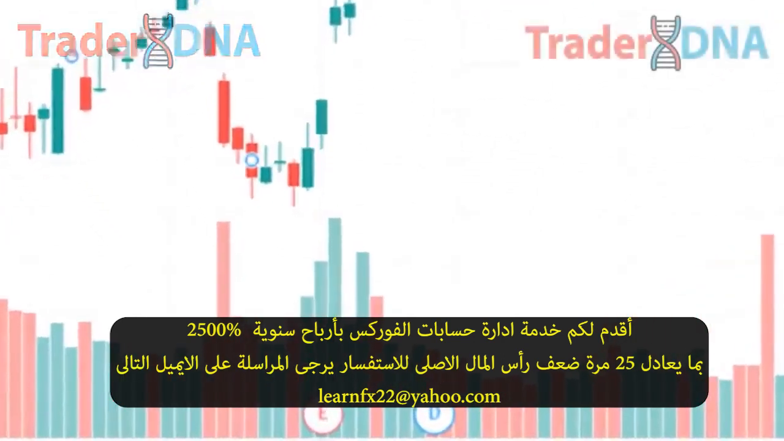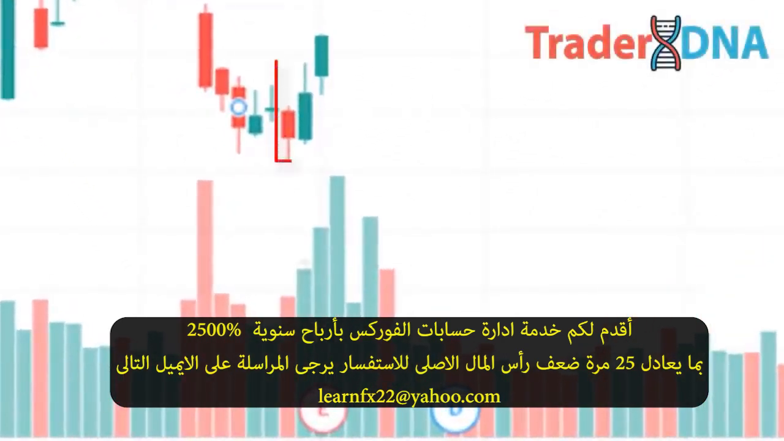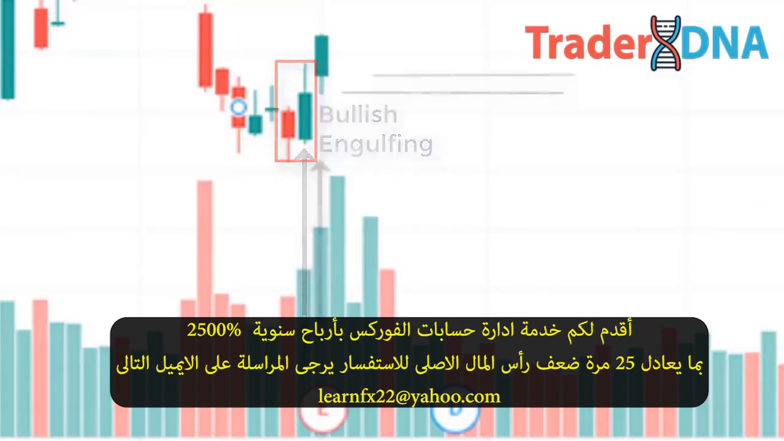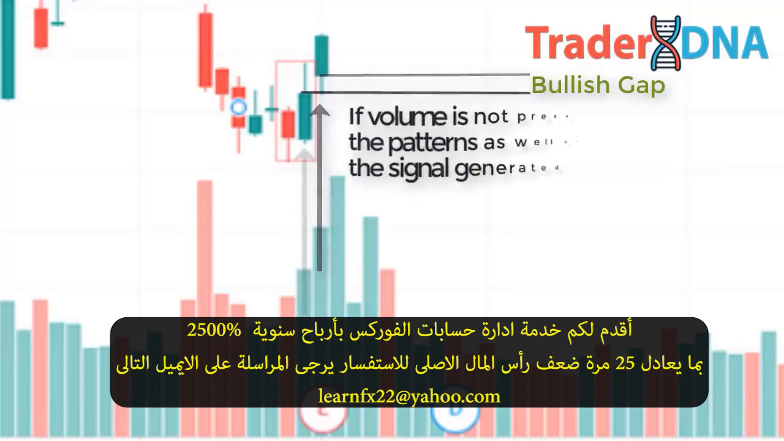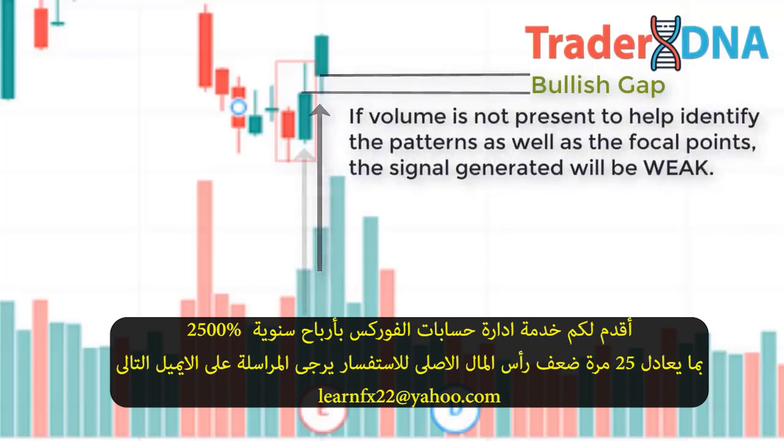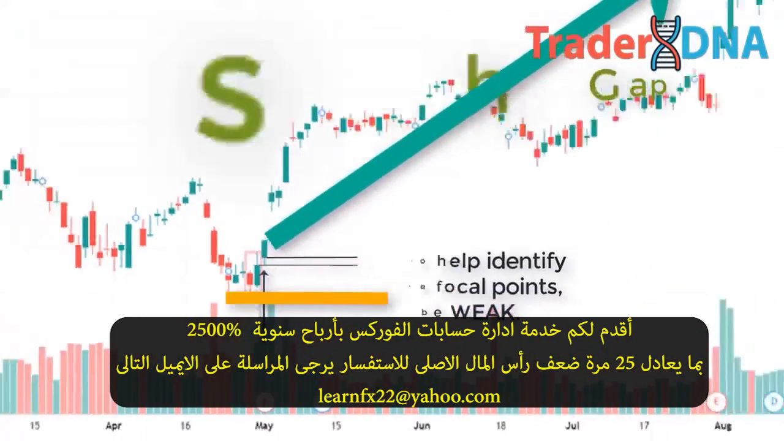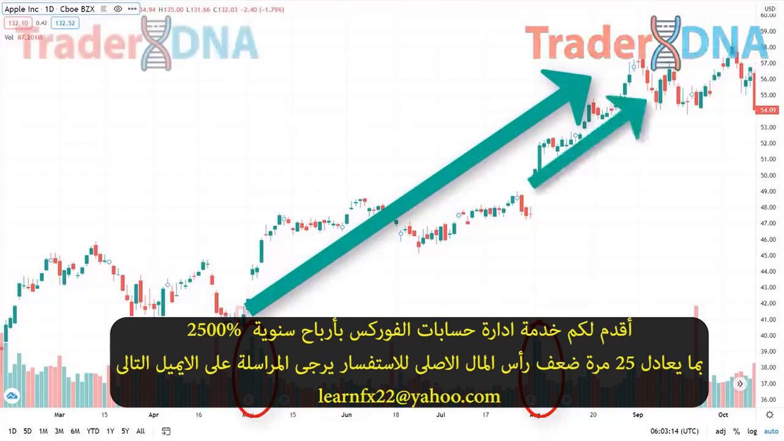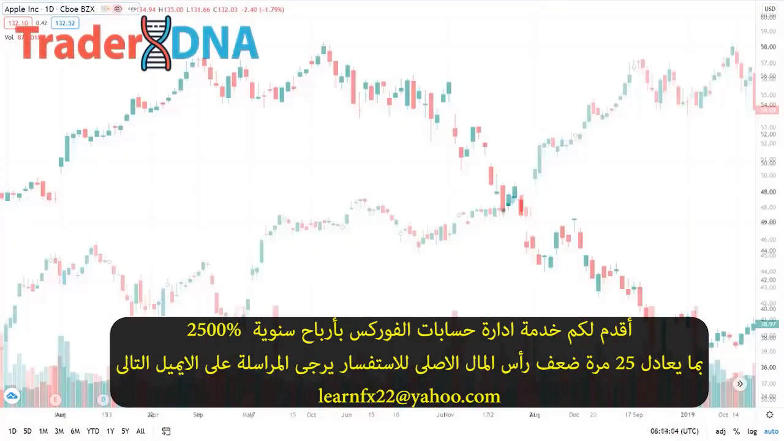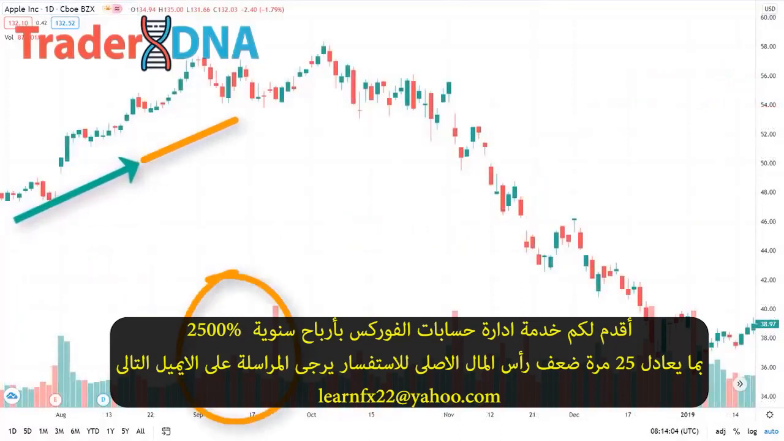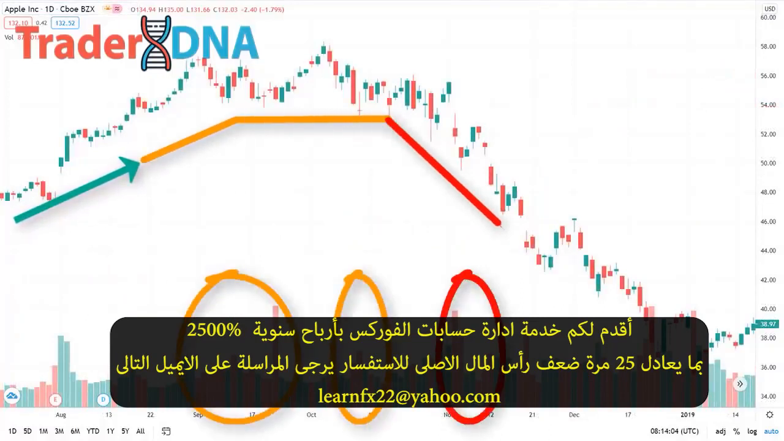Volume is also used to confirm price action patterns, for example pin bar, engulfing, double top and bottom, flags, head and shoulders. Among these patterns, there are focal points that hold important information vital to day traders. This simply means that if volume is not present to help identify the patterns as well as the focal points, the signal generated will be weak. Lastly, price is known to precede volume, and if closely monitored, it helps one form ideas regarding trend reversals. Case in point, if there is a decrease in volume during an uptrend, this helps to show that the uptrend is about to end.